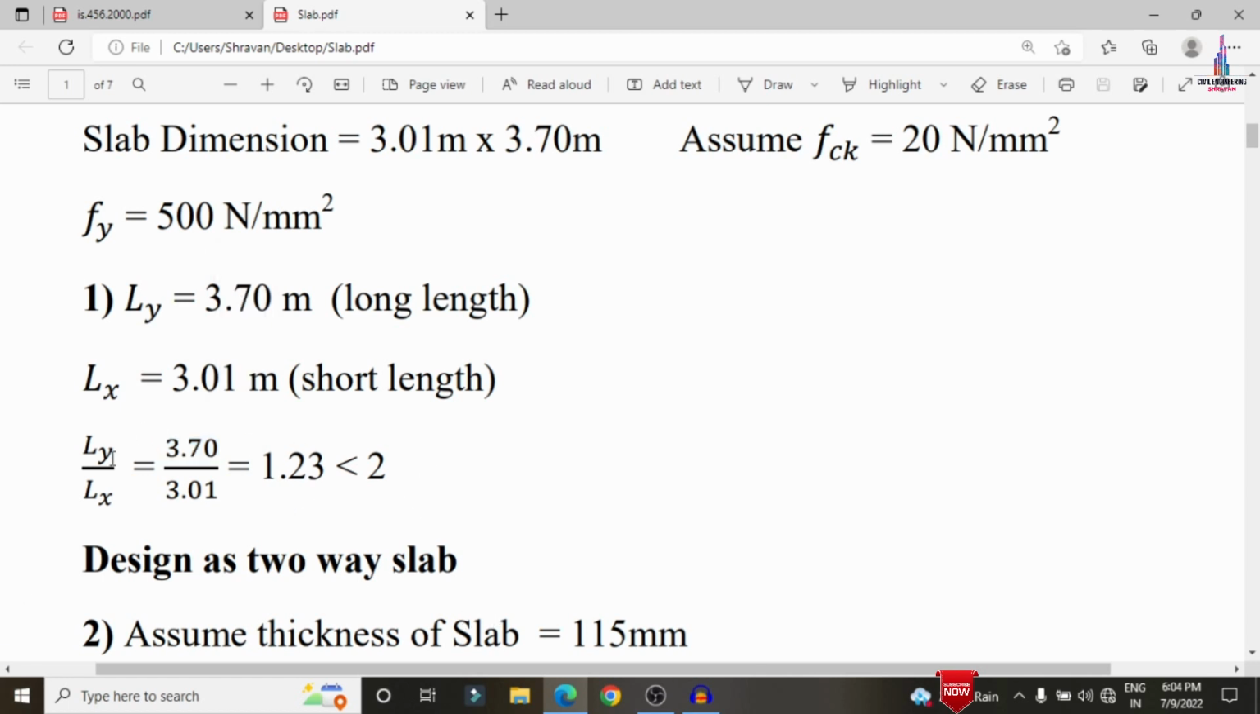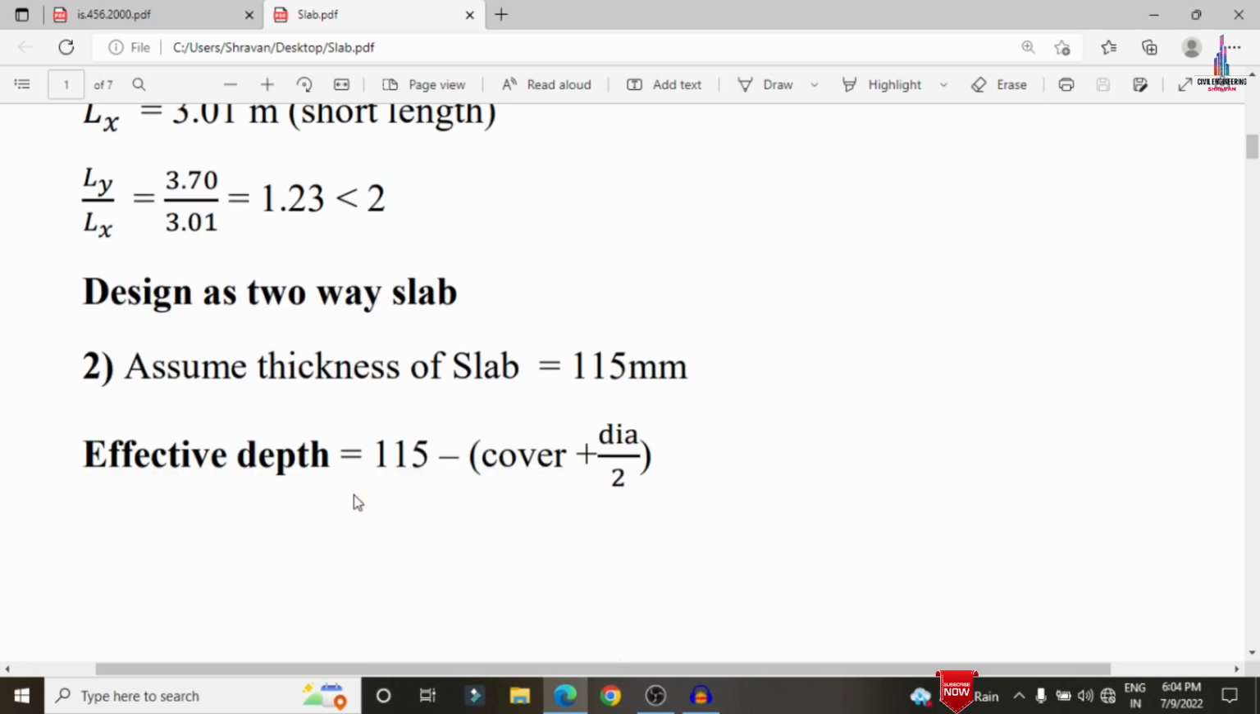Basically, if the ratio of the length of the long span to the length of the short span is greater than 2, we consider it a one way slab. Here, the ratio is less than 2, so that's why we need to consider it a two way slab system. So the slab comes under the two way slab system, and we need to follow the two way slab system procedure.